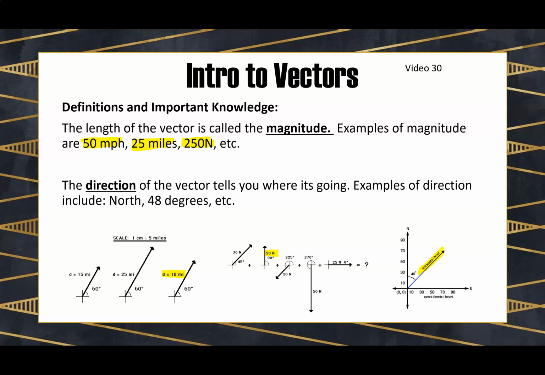All right. The direction of the vector tells you where you're going. Examples of direction could be north, could be 48 degrees. And so we'll mainly be dealing with degrees, but sometimes we'll deal with north, east, south, and west, which actually can be converted to degrees as well.